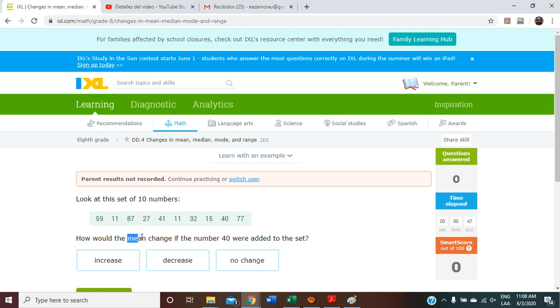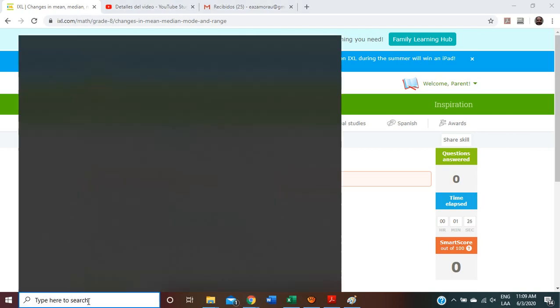We are going to be talking about the mean. The mean is the average. Okay, so we need to add them up. We need to make a sum of all these numbers and then divide them by 10, and we're going to get the mean. Okay, we actually don't have to do that because the problem says what is going to happen if we change the number 40. Actually, we're going to make the sum. Okay, we're going to make the addition. Okay, so let's get our calculator.